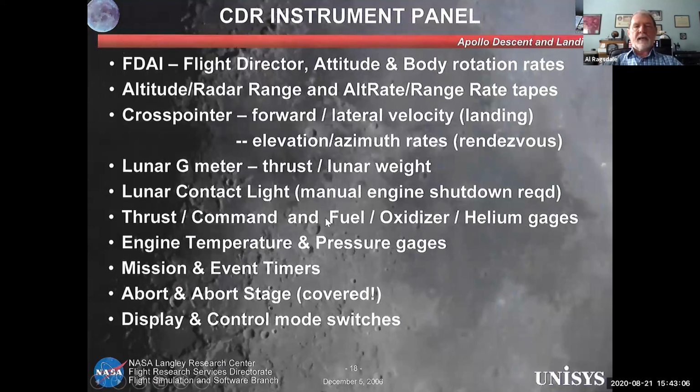There were thrust command versus thrust you were actually getting, fuel, oxidizer, helium gauges, engine temperature, pressure gauges. This was all on the LMP side of the cockpit. And there were mission and event timers and the switches, the abort switches. And there was a jillion display and control mode switches.